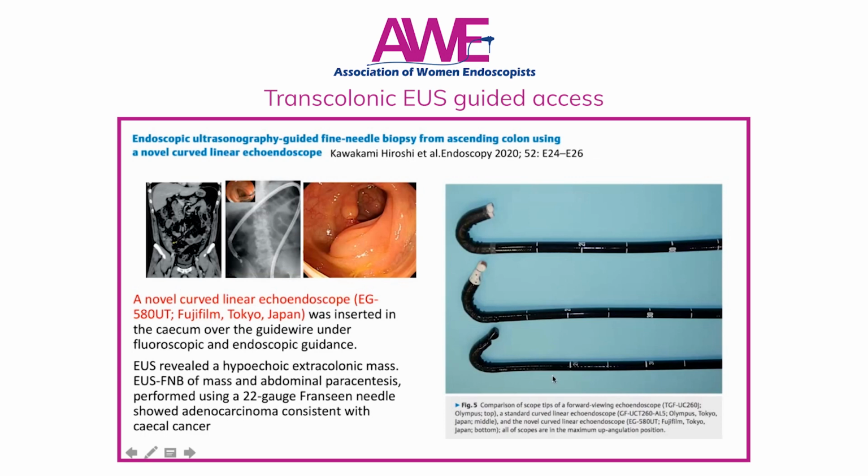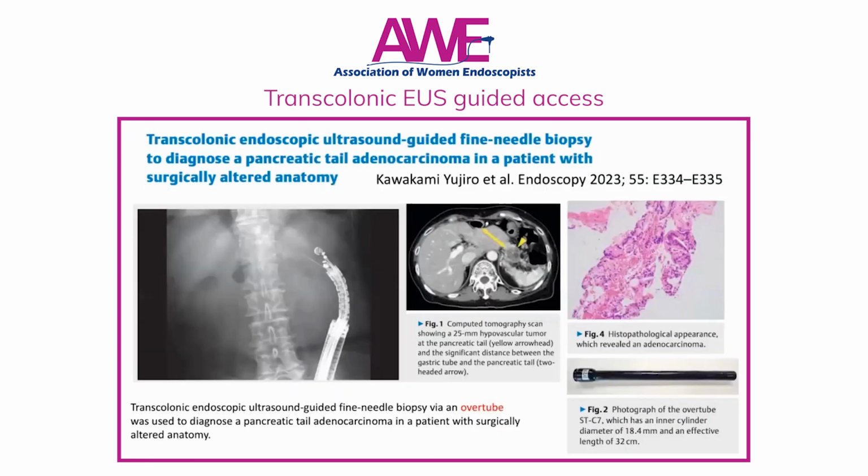And if we compare, this is the standard curvilinear, this is the forward viewing, and this is the Fuji novel echo endoscope, and you can see that it has pretty good angulation, and it's slightly slimmer. So this is just one case report. And again, in 2023, this year, again, with the standard curvilinear scope, Kawakami was able to reach a lesion in the tail of the pancreas in a patient with surgically altered anatomy, this time using, again, an overtube to get good tissue.